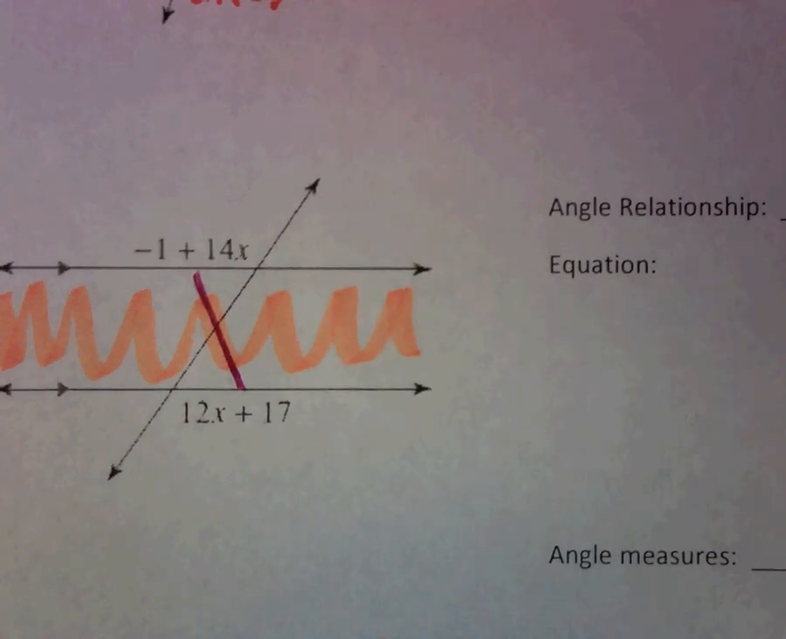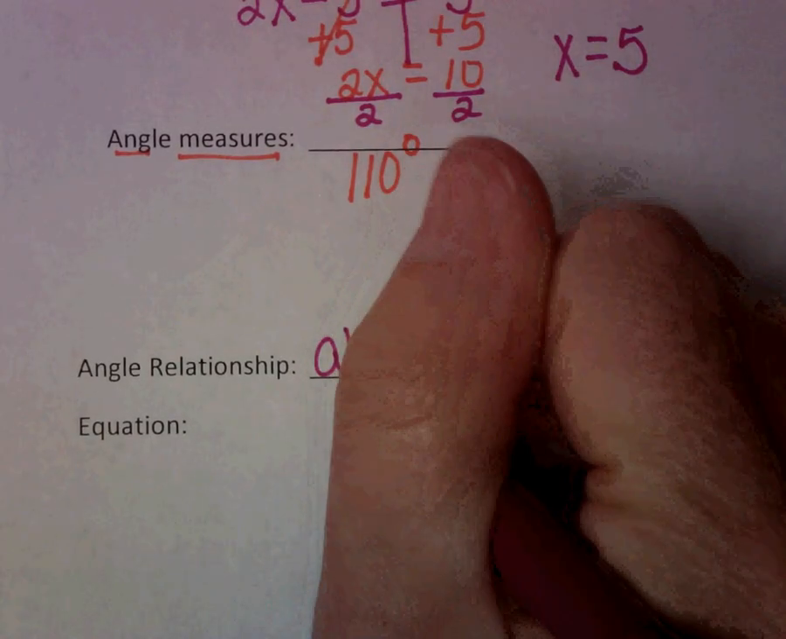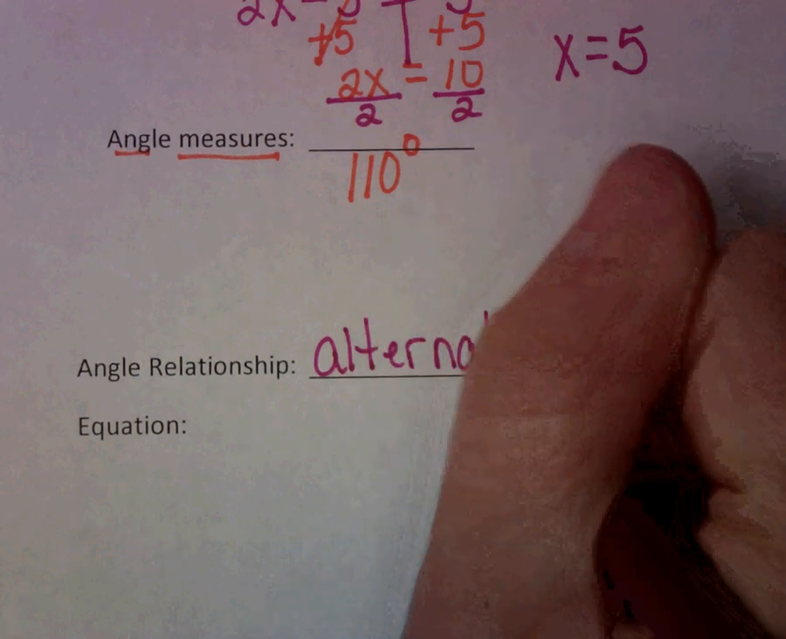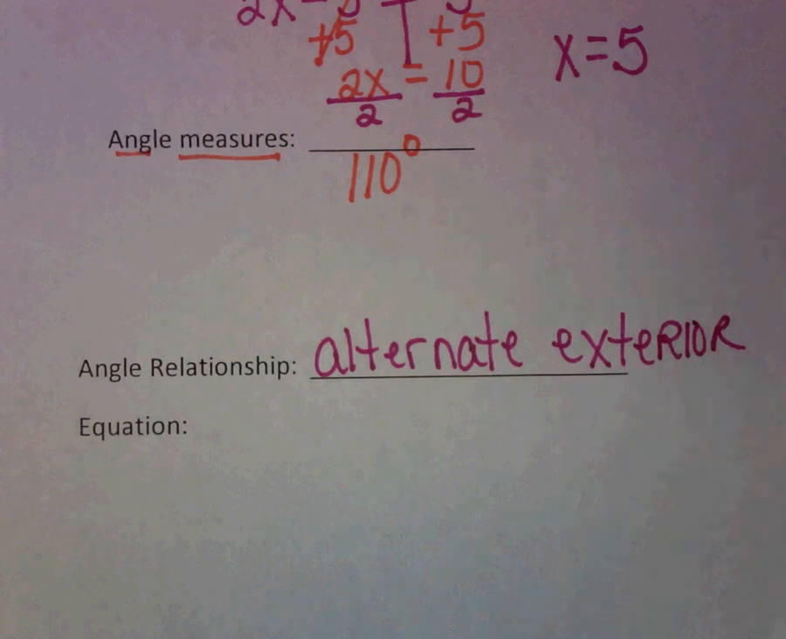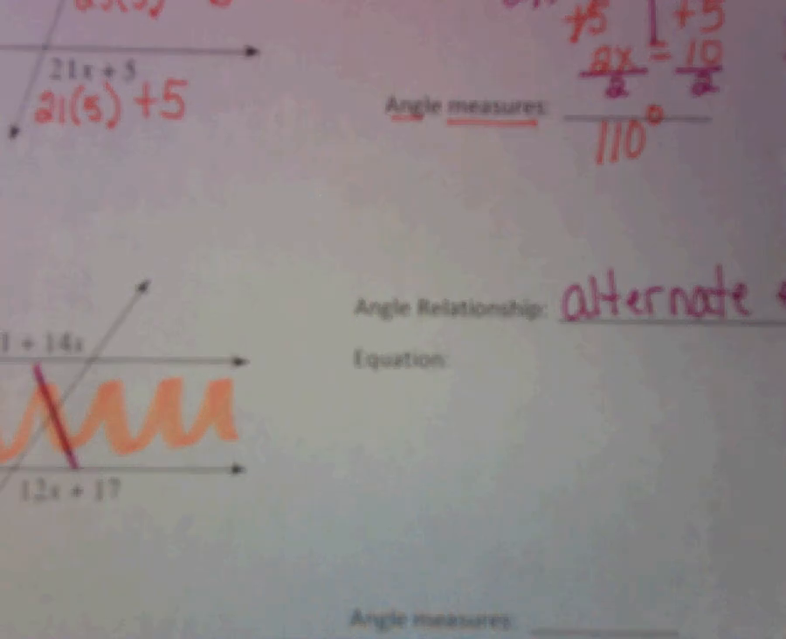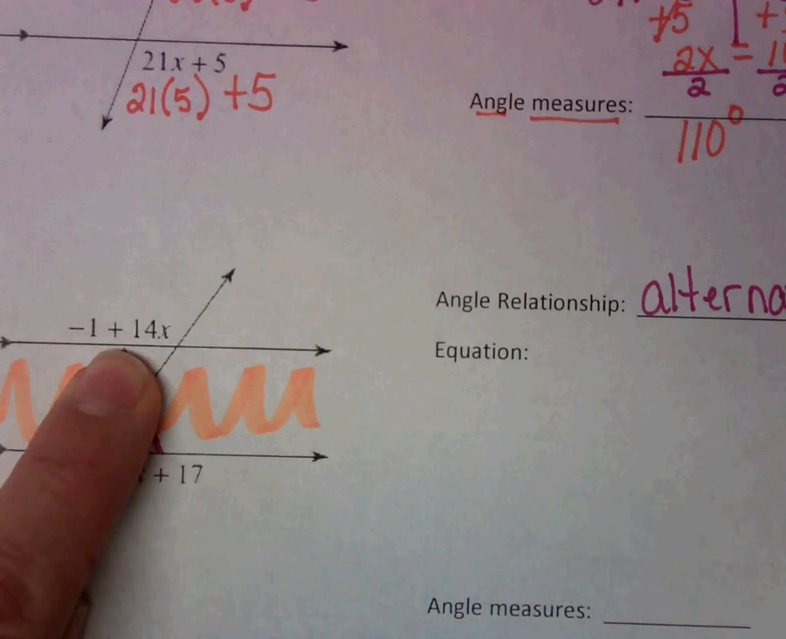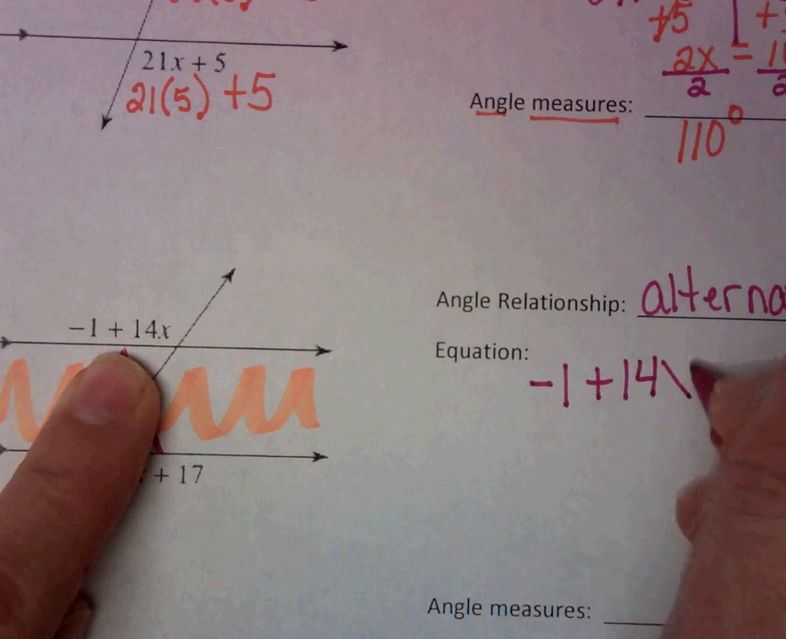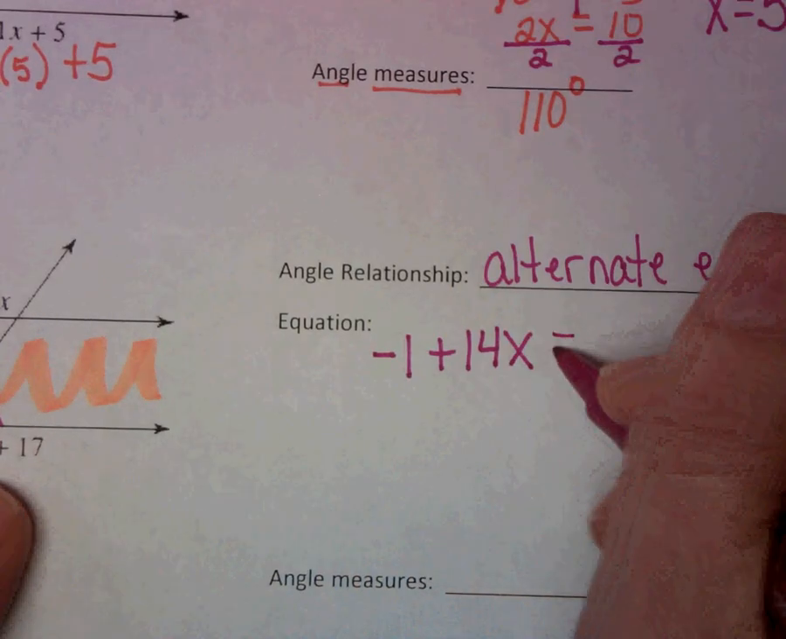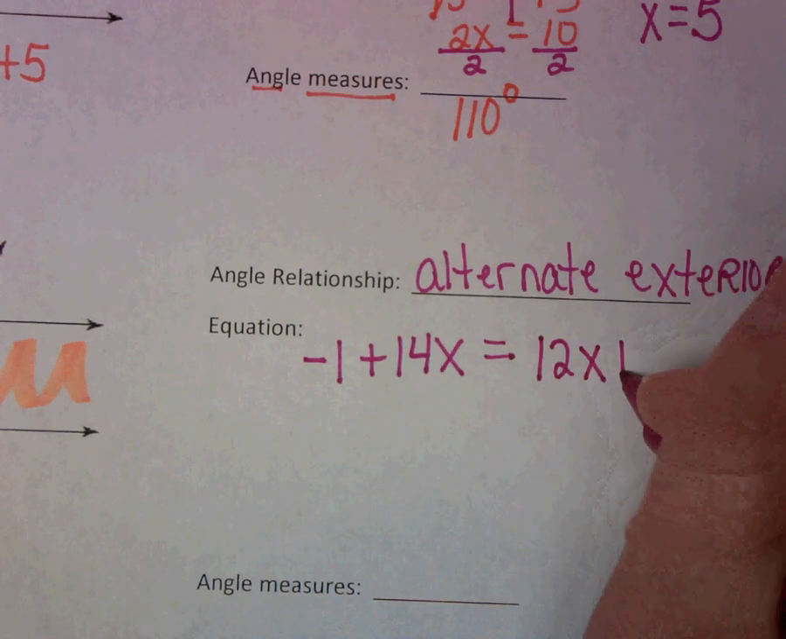So they are alternating. So these would be an example of alternate exterior angles, but they're still congruent. That's one of the pairs that we wrote down. Okay, so now we're going to write an equation showing that the two angles are equal. So one of the angles is -1 plus 14x equals the other angle, which is 12x plus 17.